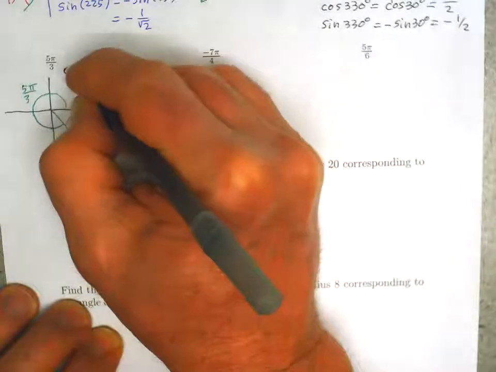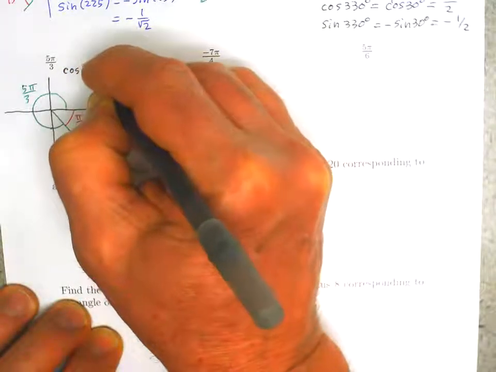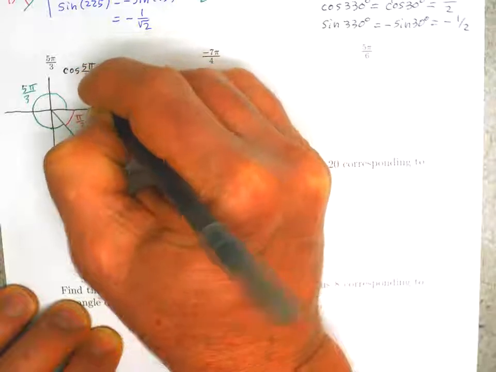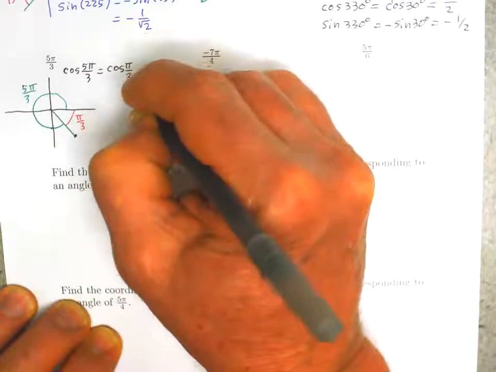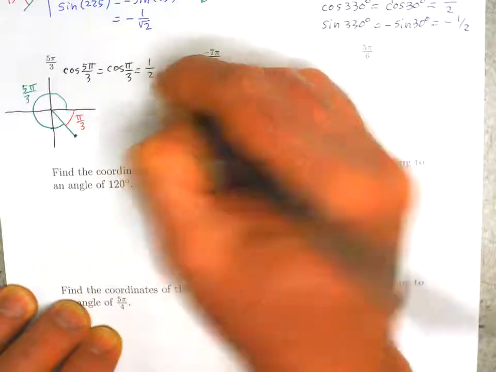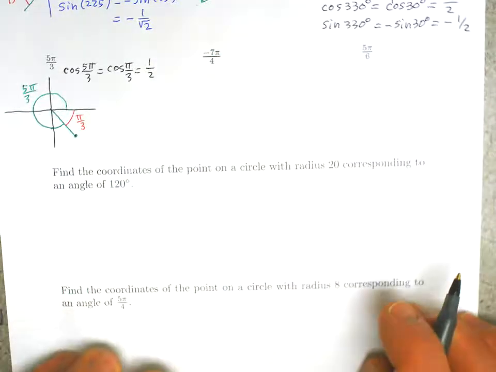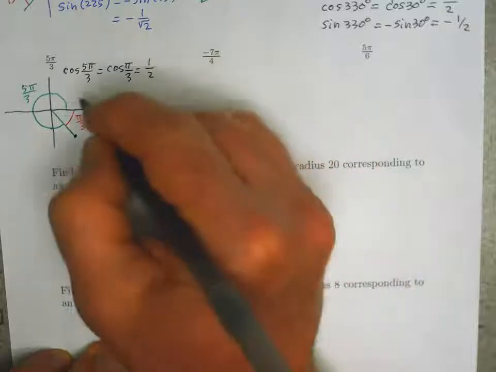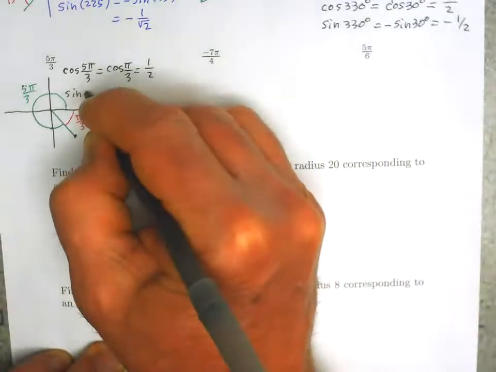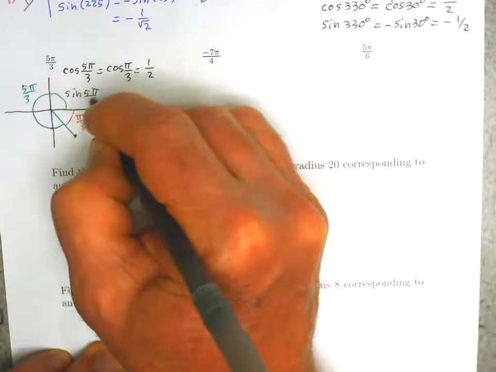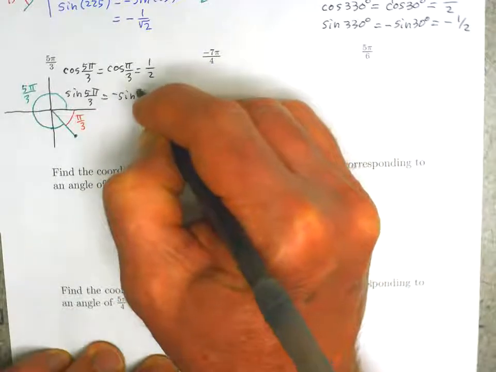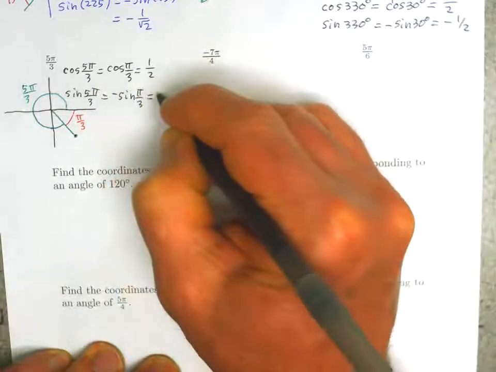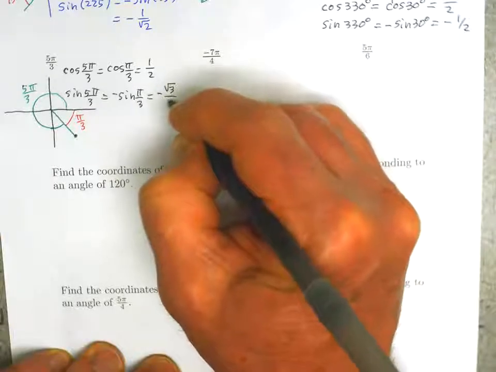Okay, cosine of 5 pi over 3 equals cosine of pi over 3, positive 1/2. And sine of 5 pi over 3 is equal to the negative of sine of pi over 3. So this is negative square root of 3 over 2.